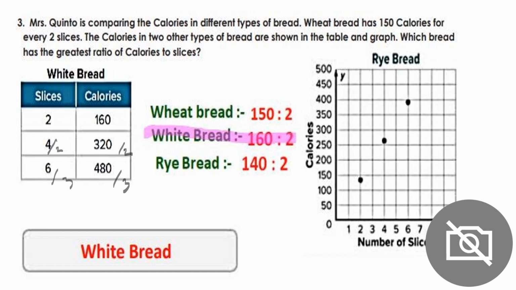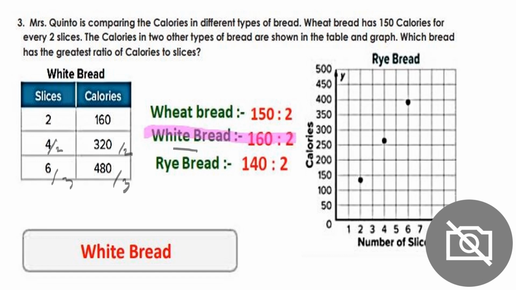Okay, so now you see here, come to the question, what they have given you. Wheat bread has 150 calories for 2 slices. Okay, so 2 other types of bread are shown. Here one is given in the table, so that is what we already discussed, 160. And another one is this rye bread, which is given in this graph. So you check it, for 2, how much will it be? It is approximately 140. It comes just below, so we expect this is at 140.